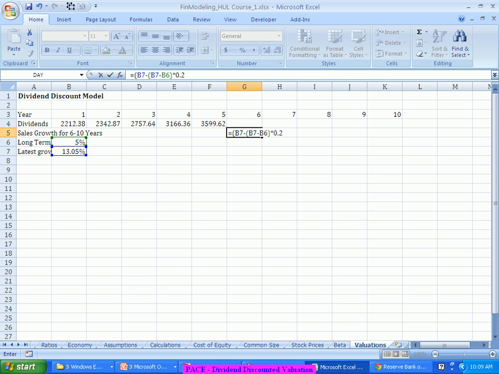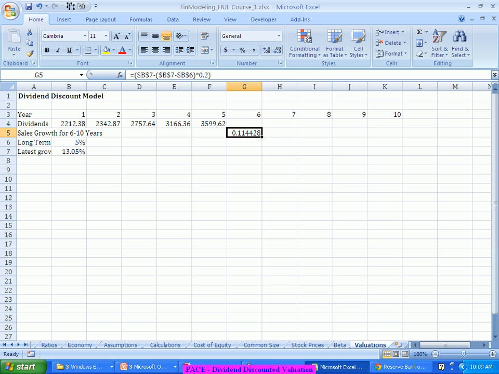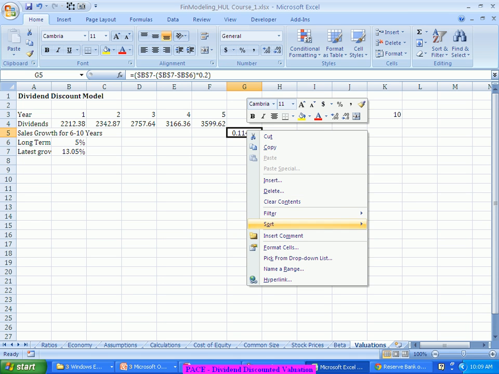20% I am decreasing, because if it has to decrease to 5 over a period of 5 years, every year there should be a decrease of 20%. So I am taking these numbers. So it is saying next year it has to be 11.44%.